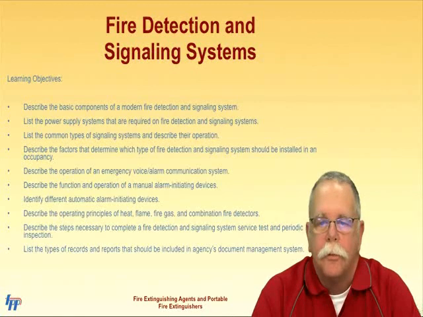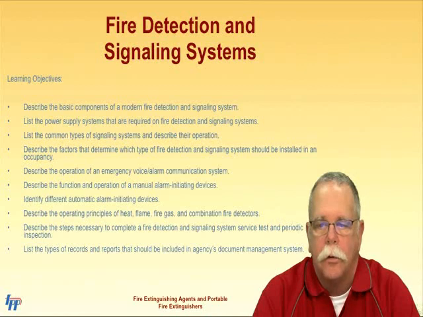These may be local systems, auxiliary systems, remote station systems, proprietary systems, central station systems, or emergency voice alarm communication system. Alarm initiating devices may be manually activated or automatically activated by heat detectors, smoke detectors, fire gas detectors, flame detectors, or combination detectors. Detection and signaling devices should be thoroughly tested when they are installed and should be regularly inspected, maintained, and service tested thereafter by qualified personnel. Detailed record keeping is essential to ensure a system will be properly cared for and work as designed when needed.